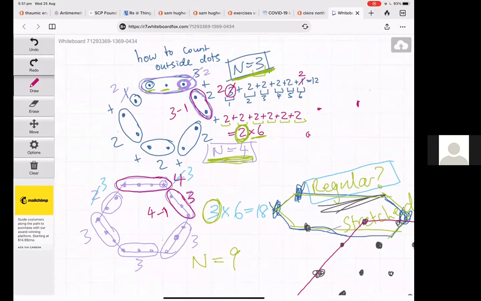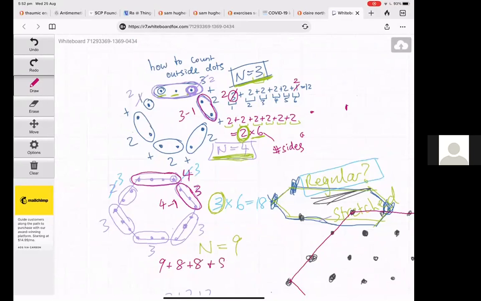You have to count. Wait a minute. If each side is 6, there are 6 sides. And then you have to do 9 on each side. You just do 9 plus 8. No, 8 plus 8. 8 times 6.